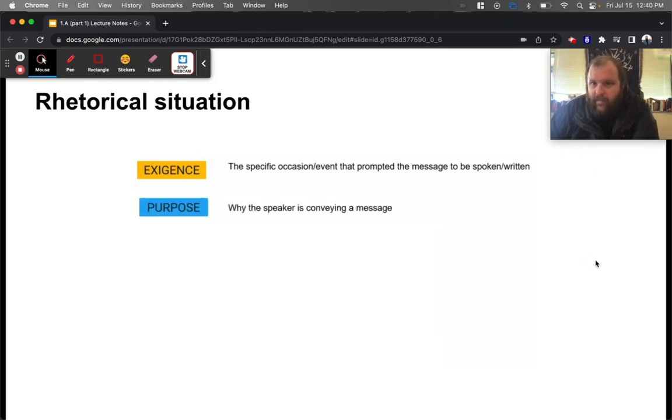The purpose, all right? Very close to exigence. And a lot of times when my students are working this out at the beginning of the year, the exigence and purpose get twisted up. All right, so purpose is why the speaker is conveying a message, right? That sounds exactly like exigence, right? Okay, let me give you an example.